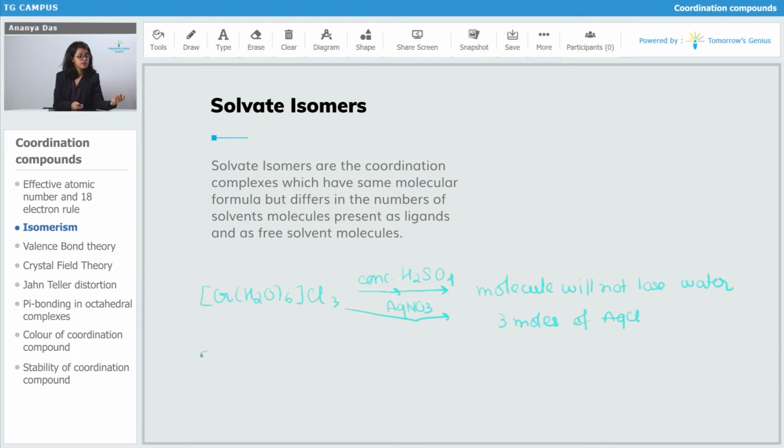Now if I take [Cr(H2O)5Cl]Cl2·H2O, these both are what? These both are solvate isomers of each other. In the second one, 5 of the H2O are present as ligands, but 1 H2O is present as a free solvent. If I react this with concentrated H2SO4, it will lose 1 molecule of water.